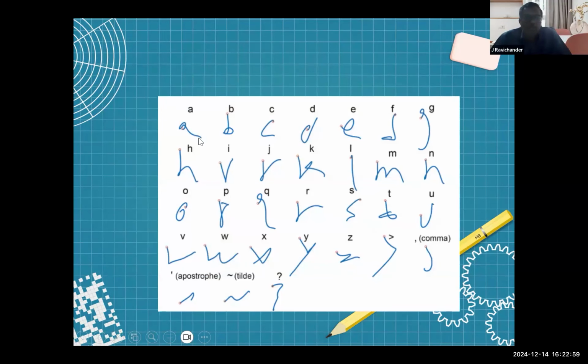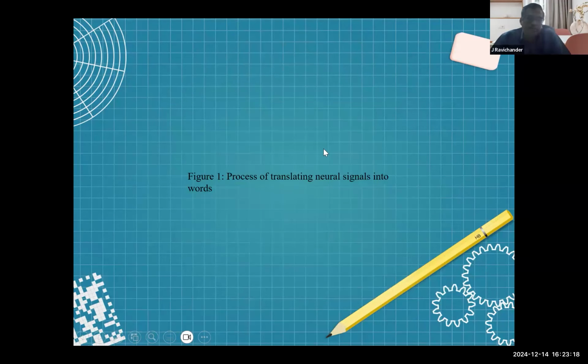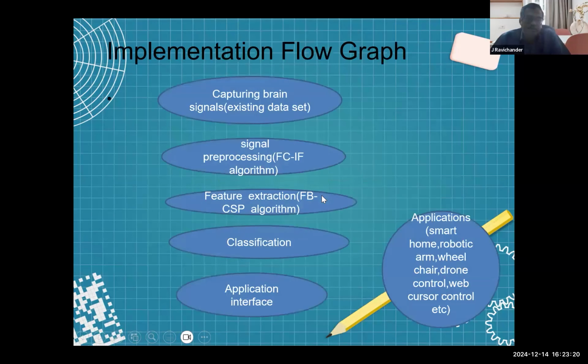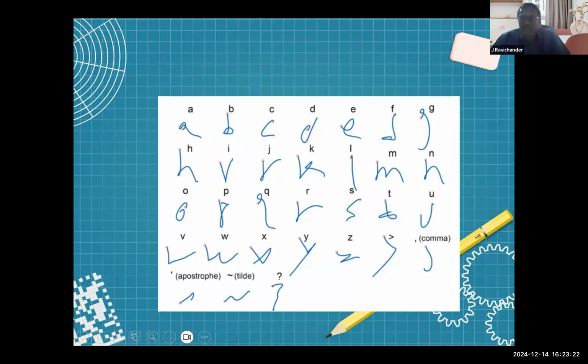Now, this will be translated into words. For example, A. Slowly, it will write B. It will write C, D, E, F, G, H, I, J, K, L, M. Like that, it will write. So this is regarding natural language processing.